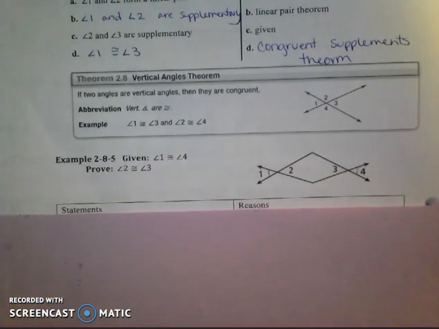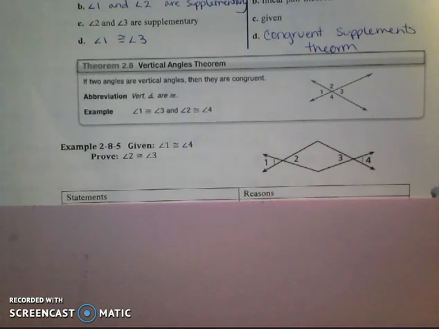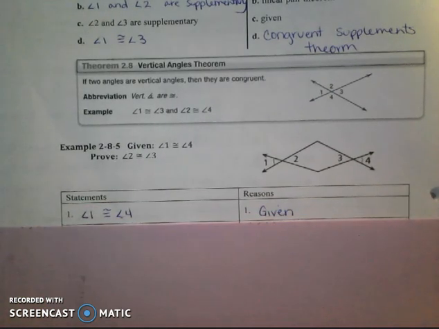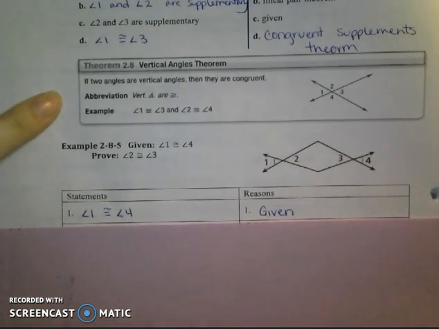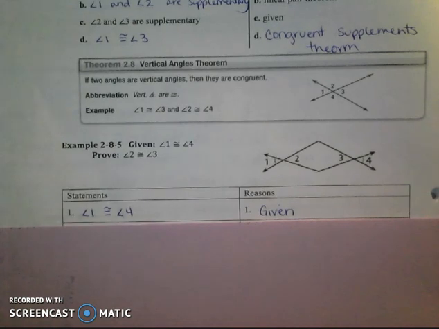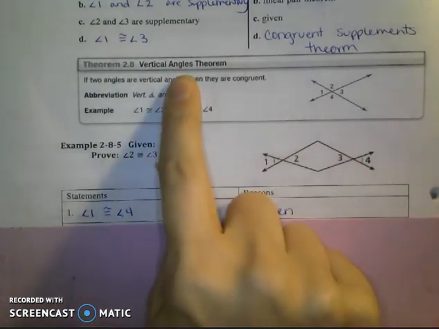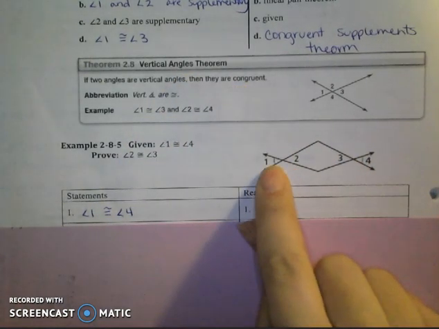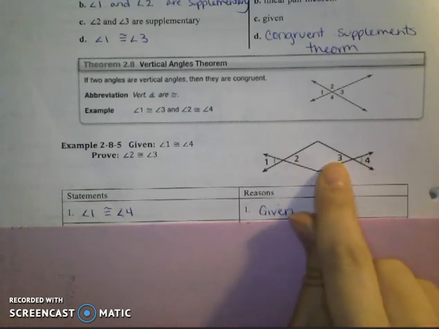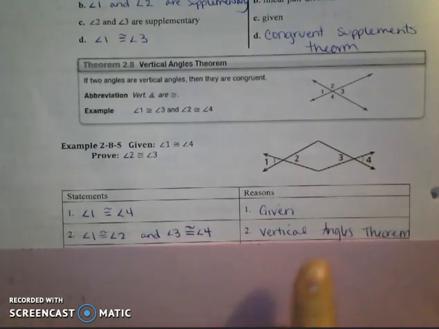So let's take a look at this next one. So we're going to fill in what's given. And a big hint, we just talked about vertical angles being congruent. So do we see any vertical angles? Yeah, 1 and 2 and 3 and 4. So what do we know about vertical angles? They're congruent. So we can say that 1 and 2 are congruent and 3 and 4 are congruent by vertical angles theorem.